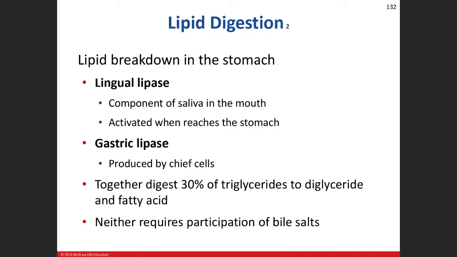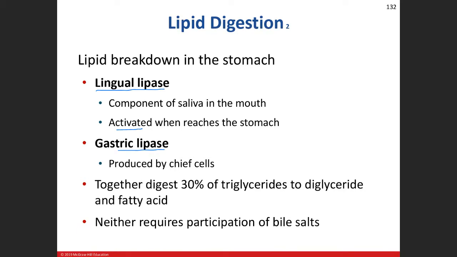So we start the breakdown of lipids, not really the breakdown, but the lingual lipase, which is found in our saliva, coats the bolus, and once it enters into the stomach, then it's activated, along with gastric lipase. The lingual lipase starts to break down these fats. I'll talk about that later.